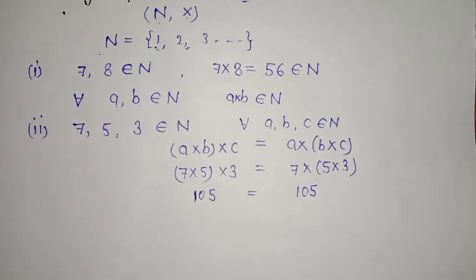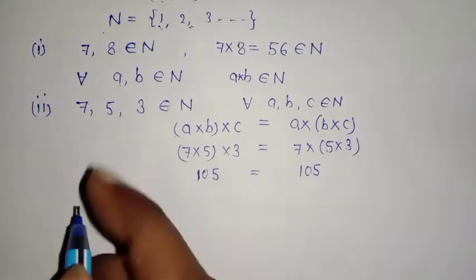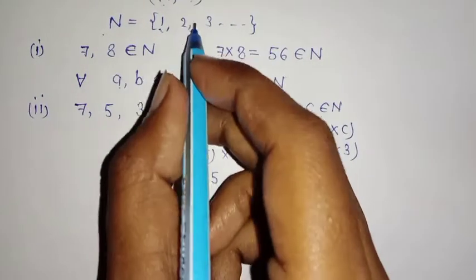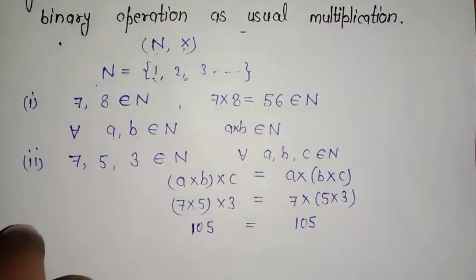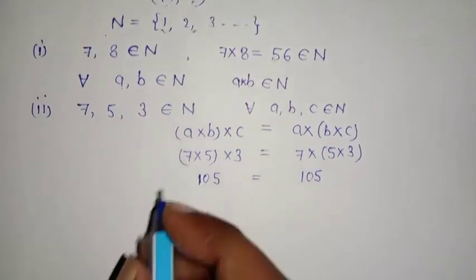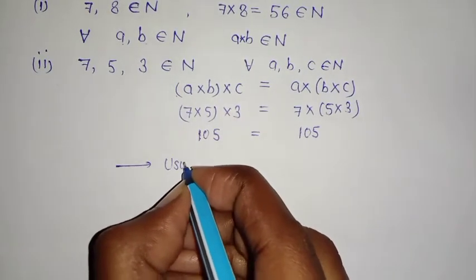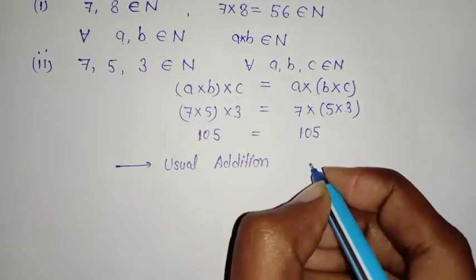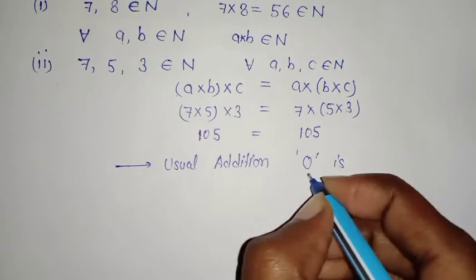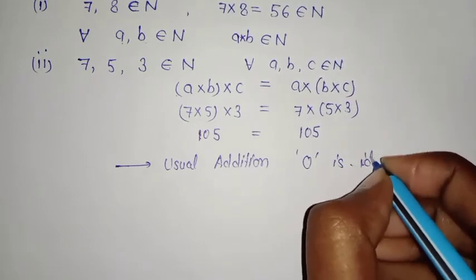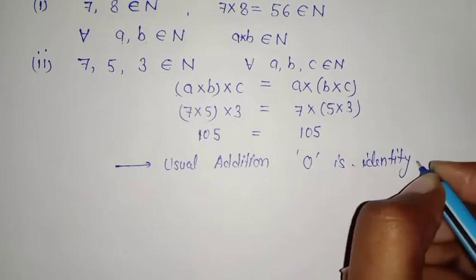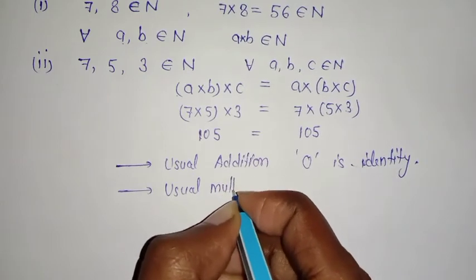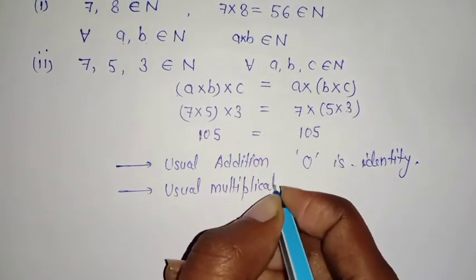Now we are going to discuss the third property. What is the third property? Firstly, I want to tell you what the identity is when our binary operation is multiplication, and what the identity is when our binary operation is usual addition. For usual addition, 0 is the identity. This is also known as the additive identity. And for usual multiplication, 1 is the identity element.